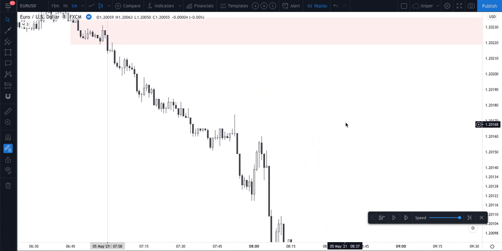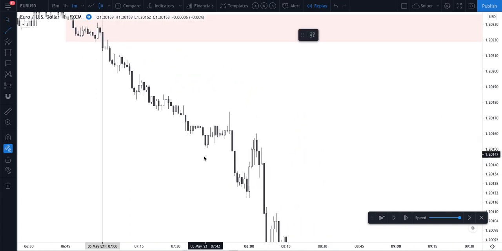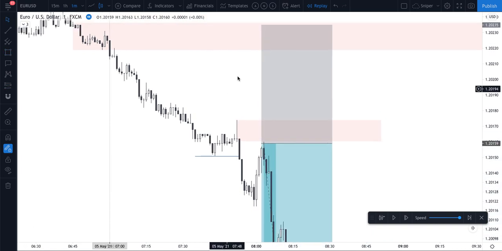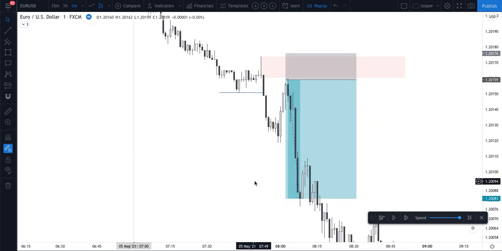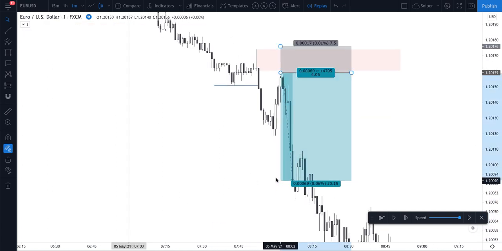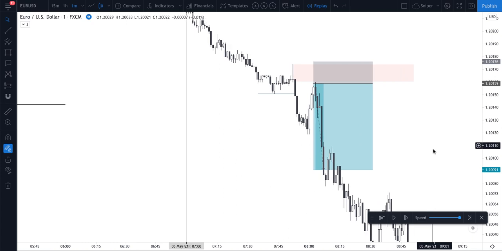Okay, so we have this structure break. We have then this candle that acts as our supply candle. Price returns to it. There is your entry, stop loss above the high, and we just aim for 1 to 4. So quickly reached 1 to 4, 7 pips, almost 1 to 4.